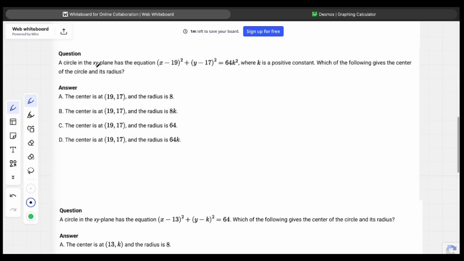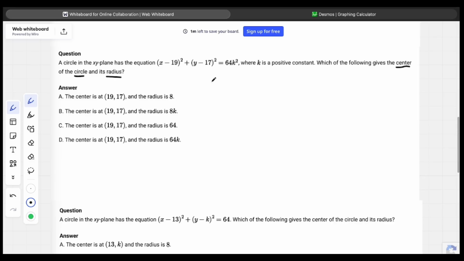Now, a circle in the xy plane has the equation (x - 19)^2 + (y - 17)^2 = 64k^2, where k is a positive constant. Which of the following gives the center of the circle and its radius? So it's asking us for the center of the circle and its radius. We can see here that all the centers are the same, so we really don't need to find the center. All we need to figure out is what the radius could be.